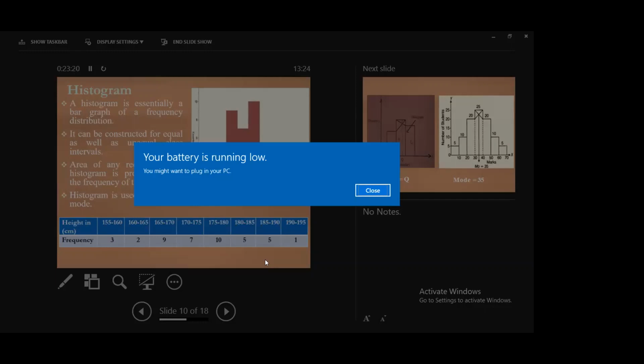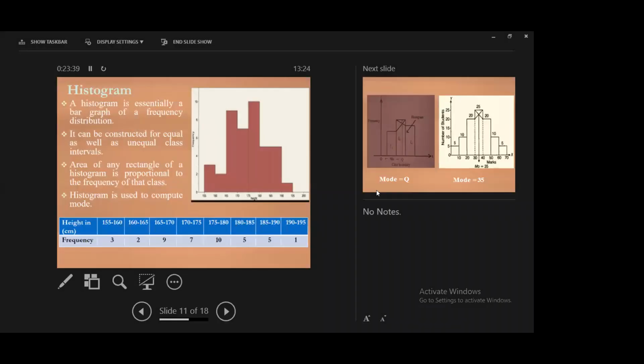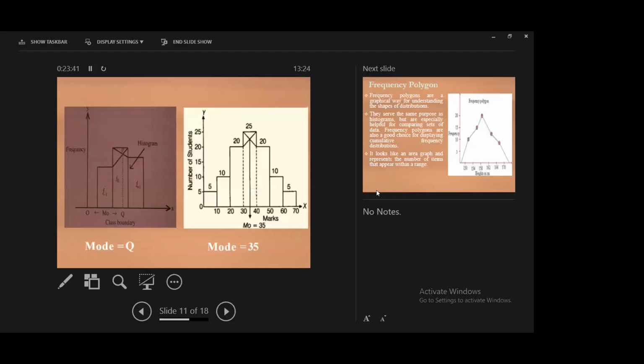This is an example where we have the frequencies and easily we can see it. This can also be constructed for data which has equal intervals and also unequal intervals. So I'll show you how to do that. One of the advantages of a histogram is that you can calculate the mode and you can also calculate the median using a histogram.